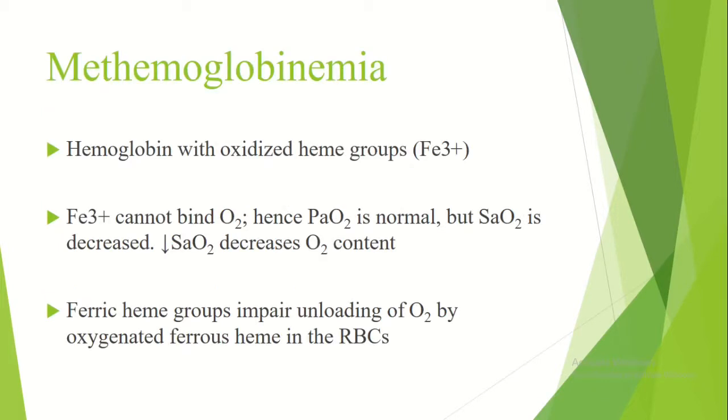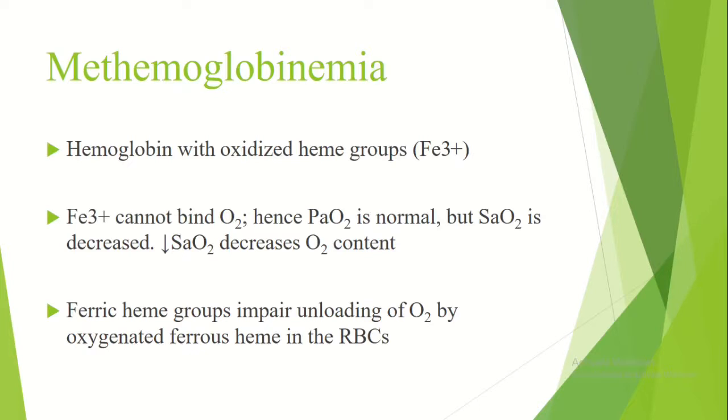So in methemoglobinemia, we have hemoglobin with oxidized heme groups, Fe+3. So hemoglobin is composed of heme and globin, and globin is just a protein, and heme is composed of iron and a protoporphyrin ring. And iron can be found in one of two states. The first state is called the reduced ferrous Fe+2 state, and the second state is the oxidized ferric Fe+3 state. And the way by which I remember this is that the word ferric ends with the letter C, and the letter C is the third letter in the alphabet.